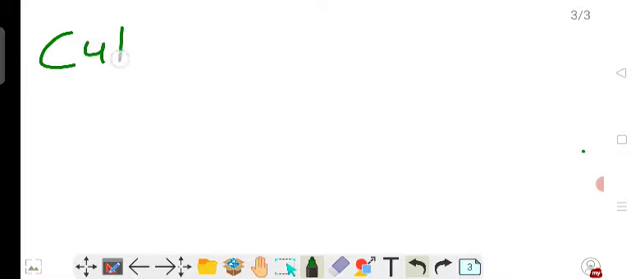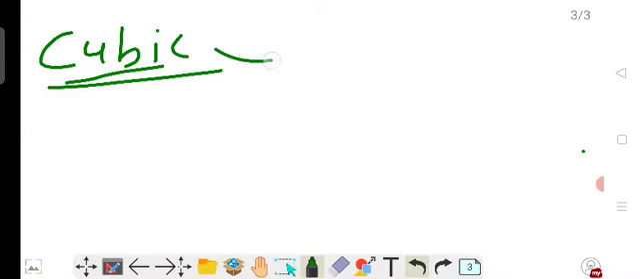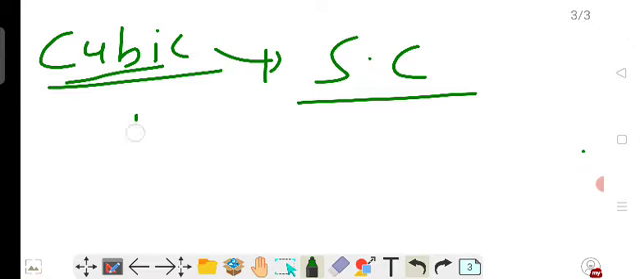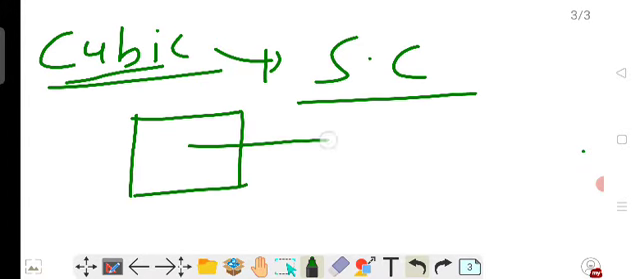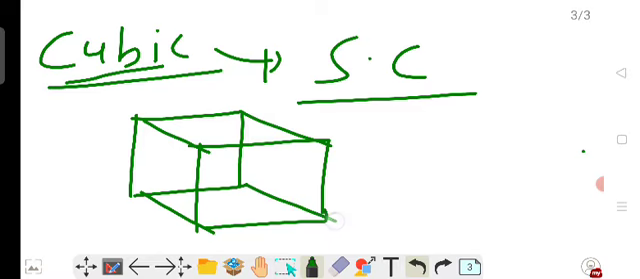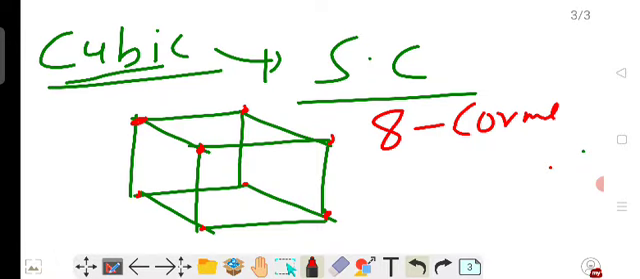This belongs to the cubic system, known as simple cubic. Let us draw how the simple cubic looks like. This is the simple cubic, where each corner of this cube is a lattice point. Basically, there are 8 corners, and at each corner there is a lattice point.